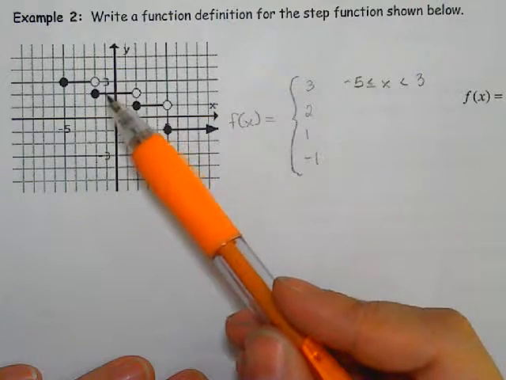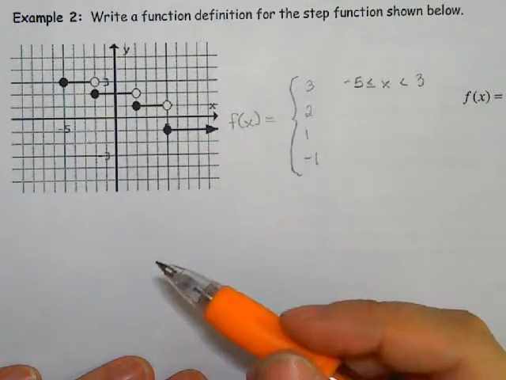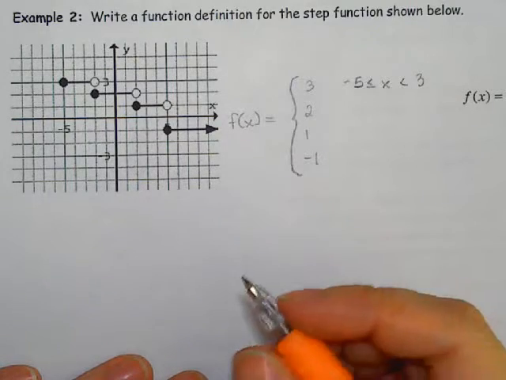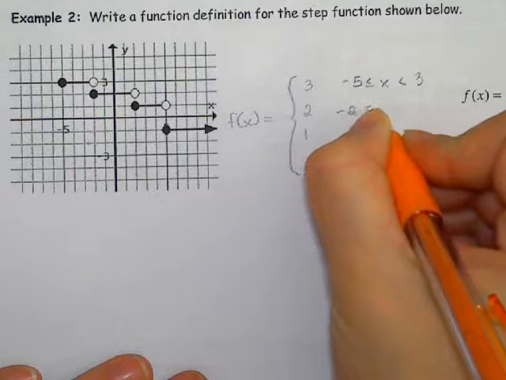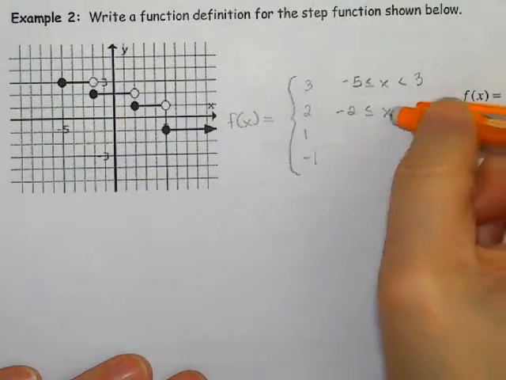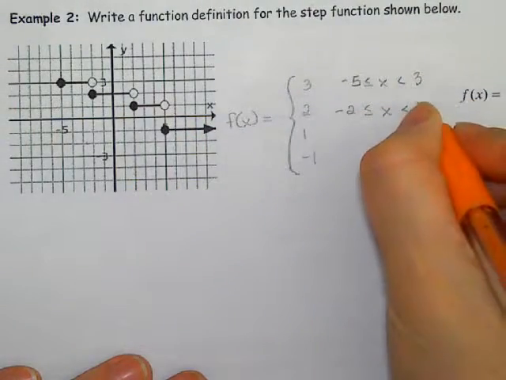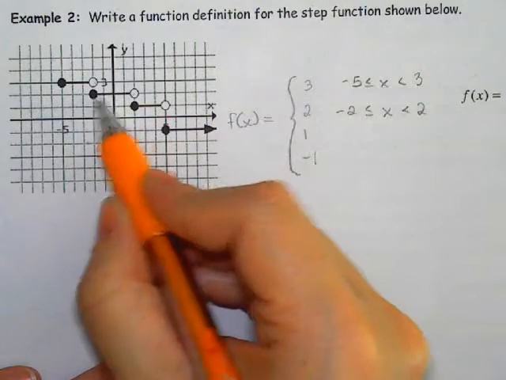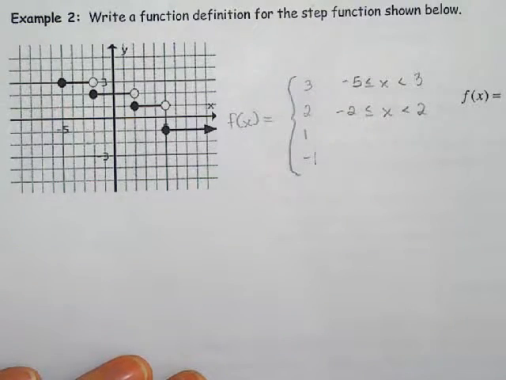For what values is y equals 2? Negative 2, which is less than or equal to x, which is less than, equal to, positive 2. So x is going from negative 2 to 2, negative 2 included, positive 2 not included.